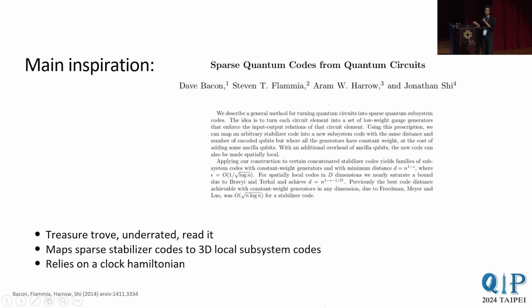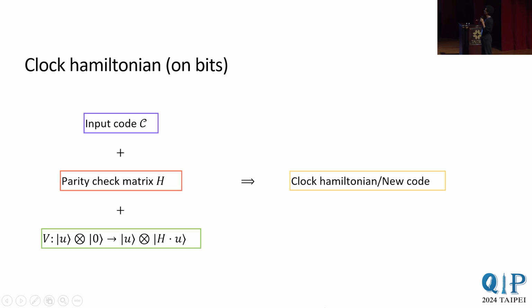What they do in that paper is take sparse stabilizer codes and map them to 3D subsystem codes. I'm not going to talk about subsystem codes in this talk, but they have this very interesting result where they take something that's sparse in an arbitrary geometry and manage to map it to something that's 3D local. This construction relies on a Clark Hamiltonian, and I'm going to explain how this Clark Hamiltonian works on bits.